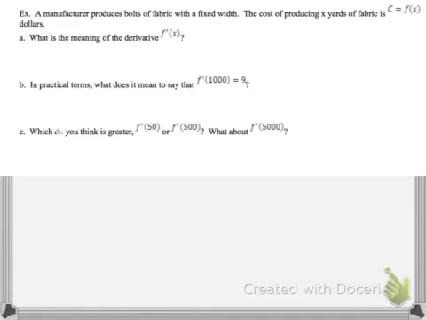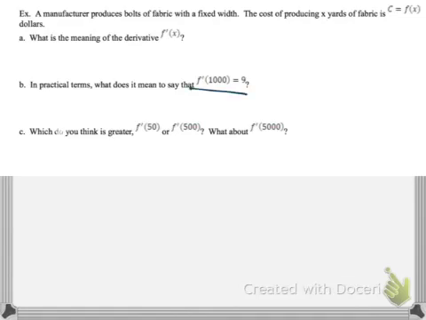Last problem. If a manufacturer produces bolts of fabric, the cost of producing x yards of fabric is, the function's cut off over there, C equals f of x dollars. What's the meaning of the derivative? So the meaning of the derivative would be your rate of change of the cost with respect to how many yards are being made. Okay, so again, your rate of change of the cost, how much the cost is increasing or decreasing after I sell that many yards of fabric.